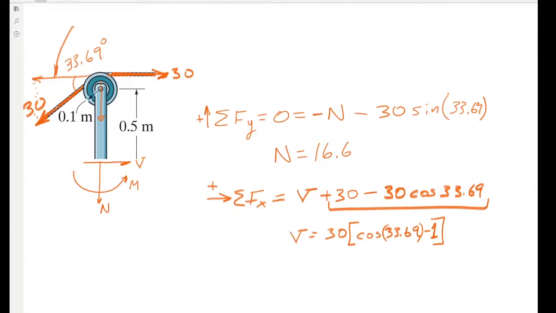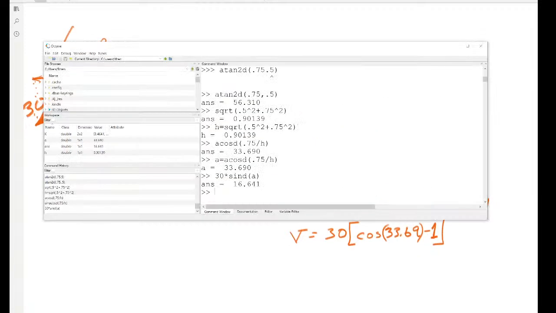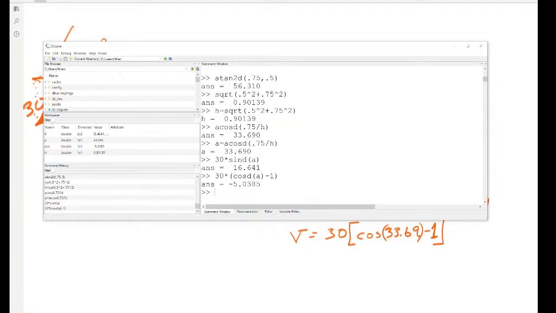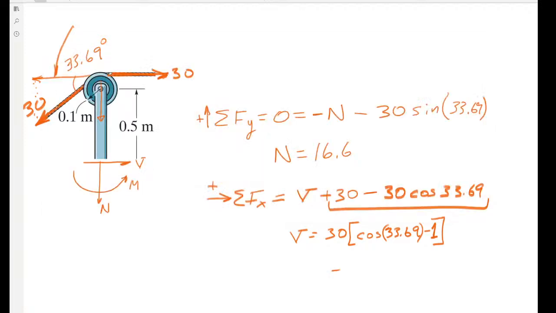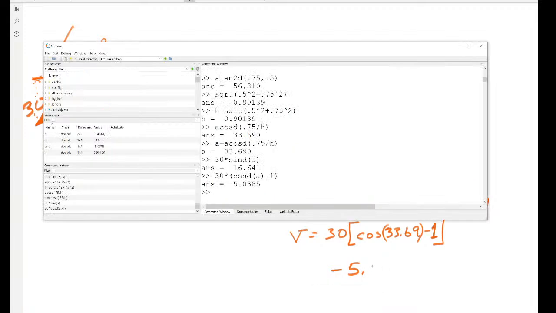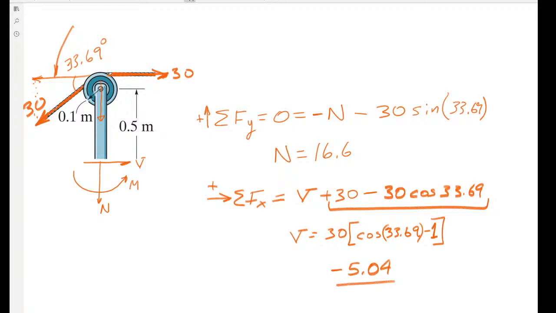And let's see, 30 times cosine of whatever that angle was, minus 1, gives me minus 5.04. That makes sense. Oops. Now, because there's a little bit more going this way.